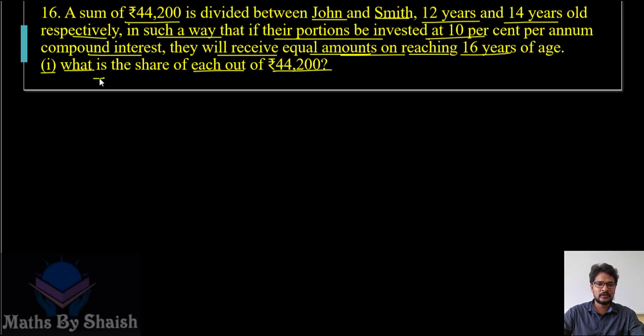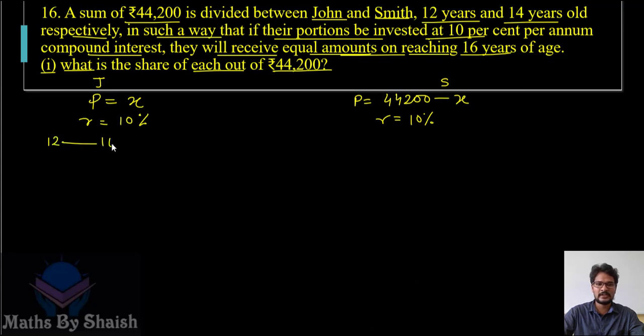For the case of John and Smith, if John got the principal, we can take the initial amount as X, then Smith will get the remaining amount, that is 44,200 minus X. And the rate of interest is 10% in both cases. For time, John is 12 years old and he will get this amount when he becomes 16 years of age, so the time n is 4 years. And Smith is 14 years old and he will also get the same amount when he becomes 16, so n equals 2.